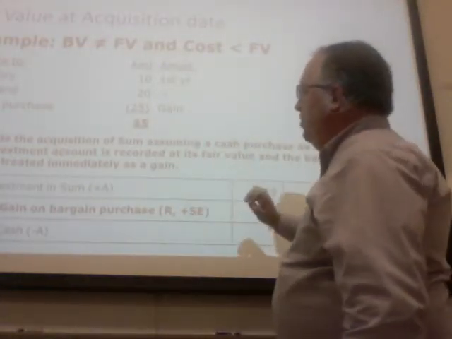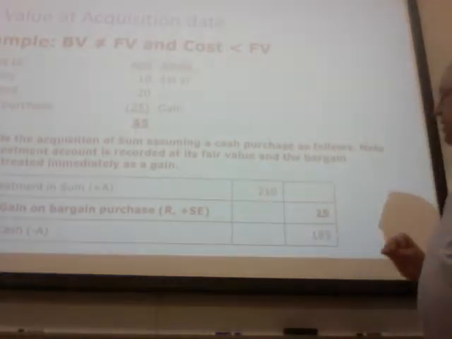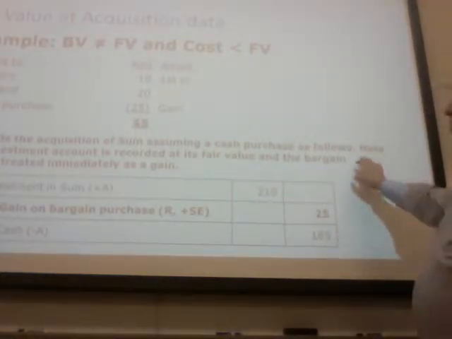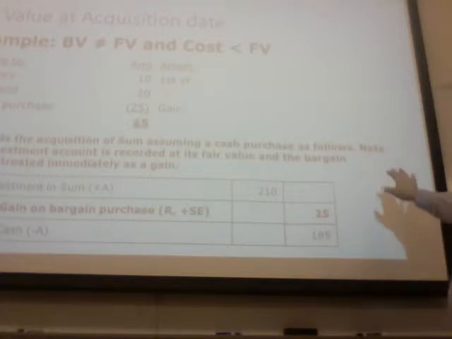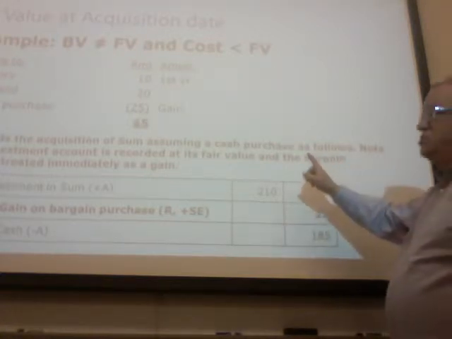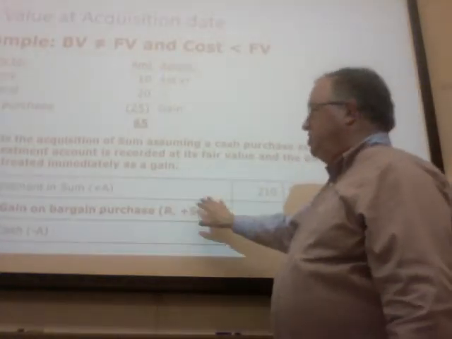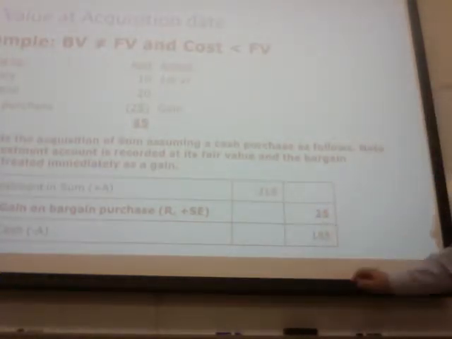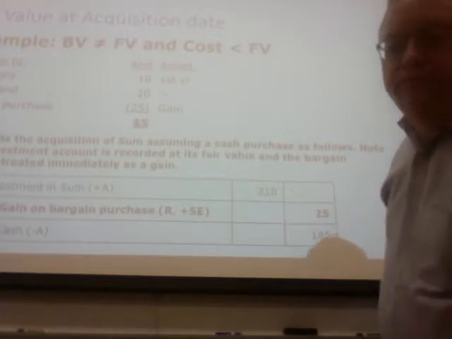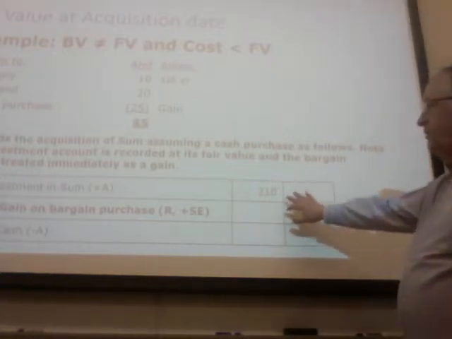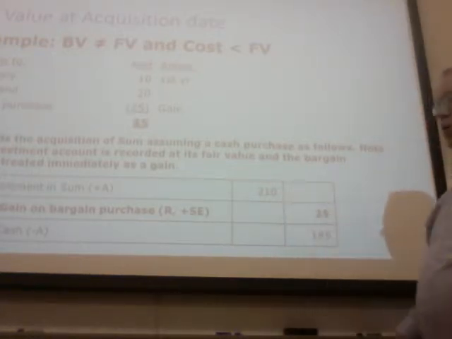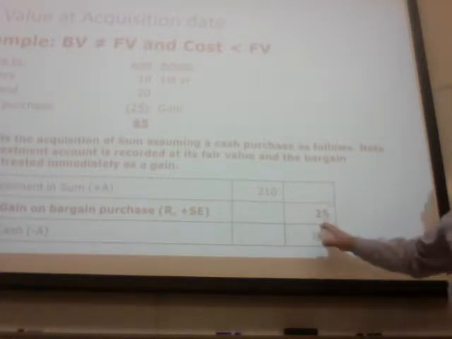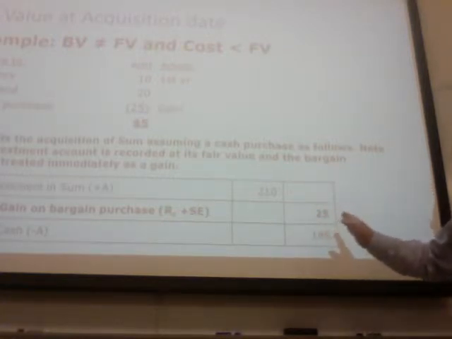So Print is going to record the acquisition of Sum, assuming a cash purchase, as follows. Note that the investment account is recorded at its fair value, and the bargain purchase is treated immediately as a gain. So this is the recording of the investment. We assume that we pay 185 cash for it. We're booking the investment at 210, and we're going to recognize that bargain purchase immediately as part of the purchase transaction.